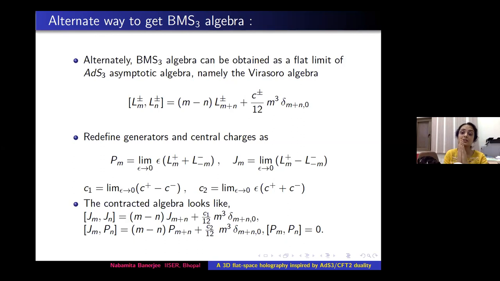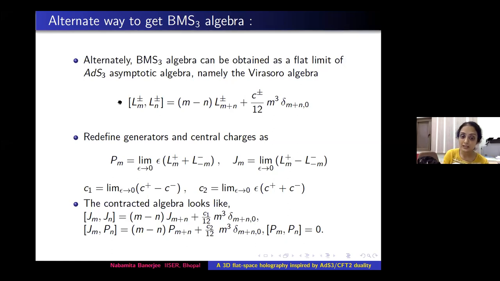But if your definition of BMS is that it is the symmetry algebra of asymptotically flat gravity theories, then for that, this particular central term is C. Okay, that's what we have seen a few minutes ago. But in general, this is just a central extension of BMS3, of the asymptotic symmetry algebra of flat 3D gravity. So what I'm trying to say is that this is a completely different, an alternate way to construct new algebras from the knowledge of the symmetry algebra of asymptotically AdS3 space or asymptotically AdS3 gravity theories.